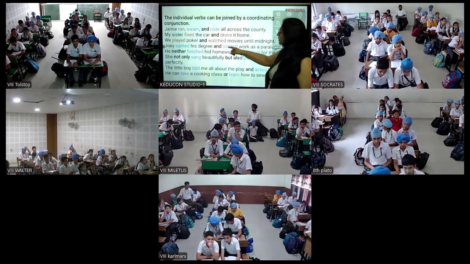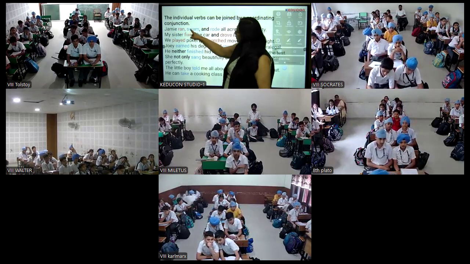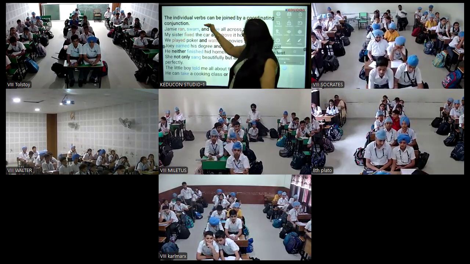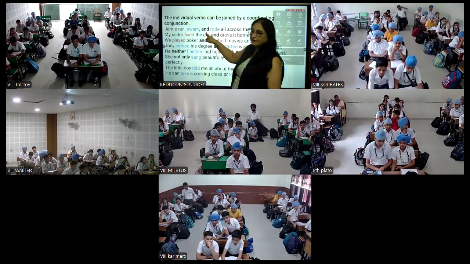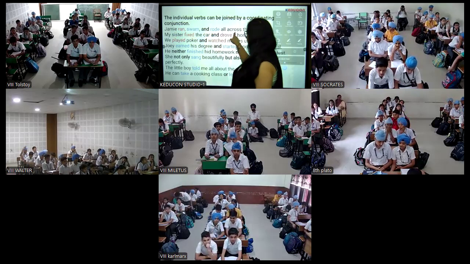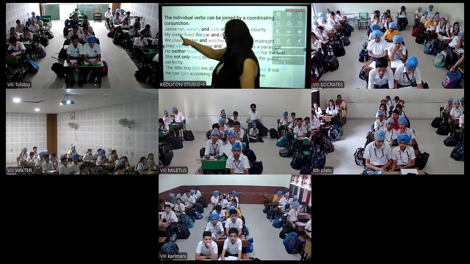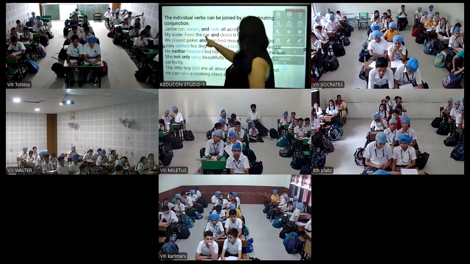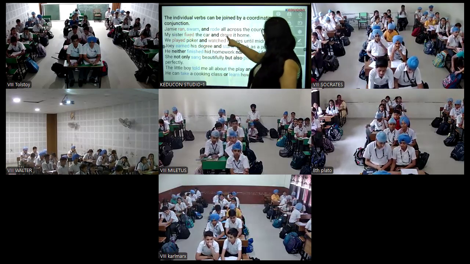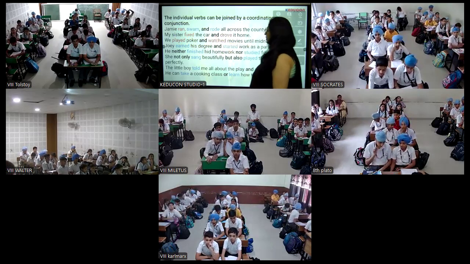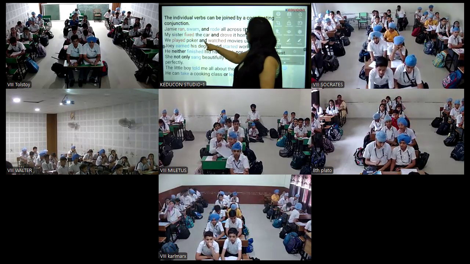The verbs are in a different color. The conjunctions are in bold. And one subject here. Now, my sister, this is the subject, fixed. This is a verb, the car, and drove. This is again a verb, and again this is a conjunction. Now, we have used and; you will see mostly you will use and.